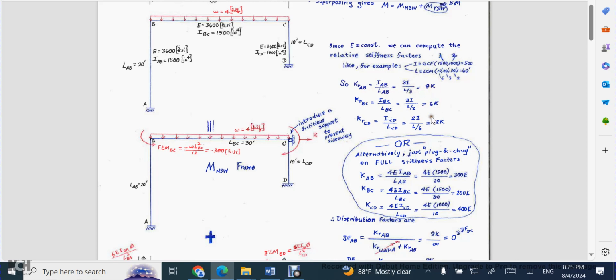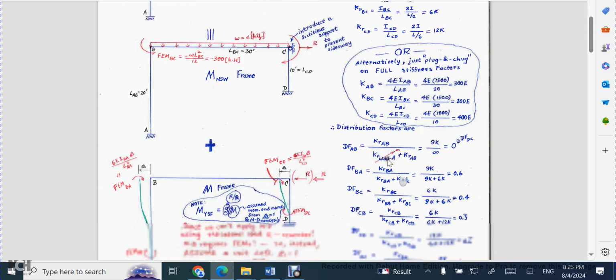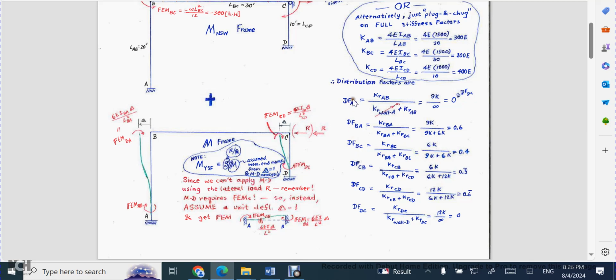So you get 9K, 6K, 12K. If you don't like what I just explained, you can also plug and chug. The way to do that is just take your 4EI over L, that's the full stiffness factor. You can just say 4 times E, IAB is 1500 inches to the fourth, LAB is 20 feet. And so you see that KAB is in the proportion of 300 times E. And so you get these values, and then however you like to do it, you have to go in and compute your distribution factors.